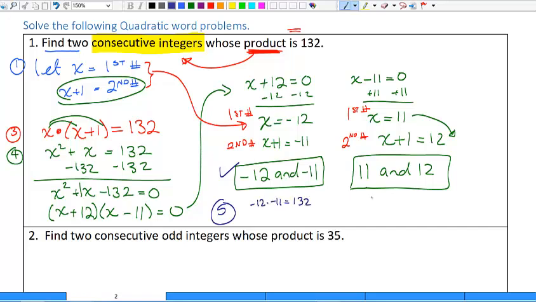They certainly do. How about the next ones? Are they consecutive? Sure. Do they multiply to 130? Yep. So both of them check out, and I know I've got my answers.